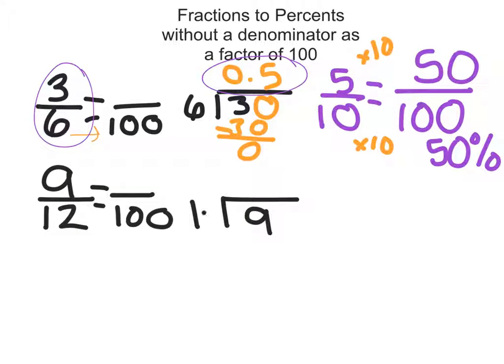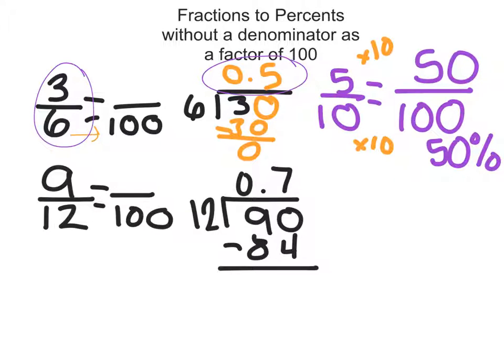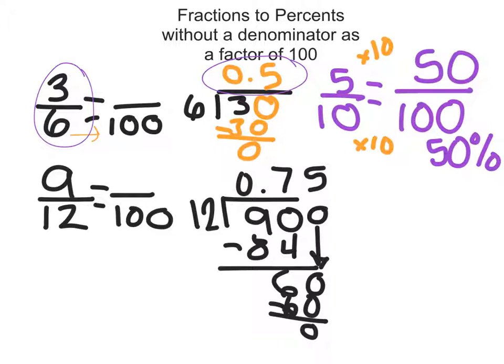Numerator goes inside, denominator on the outside. 12 does not go into 9. Place a 0, a decimal, and fill in another 0. 12 divides into 90 7 times. 2 times 7 is 14. 7 times 1 is 7, plus 1 more is 8. We're left with 84. We subtract and get 6. Bring down another 0. 12 divides into 60 5 times evenly. 5 times 12 is 60. We'd subtract and get 0.